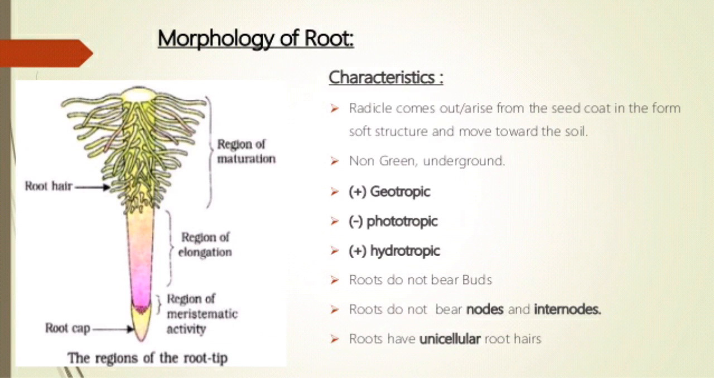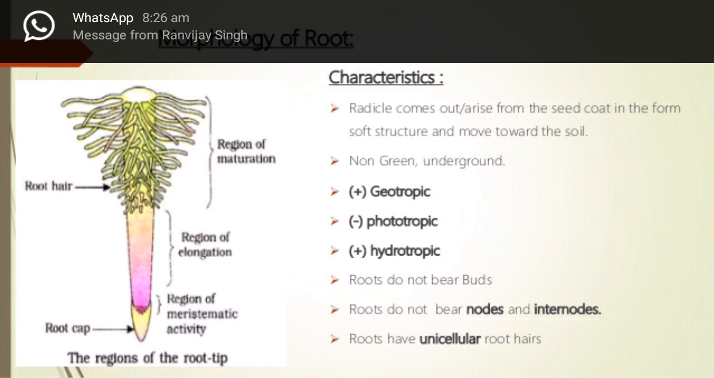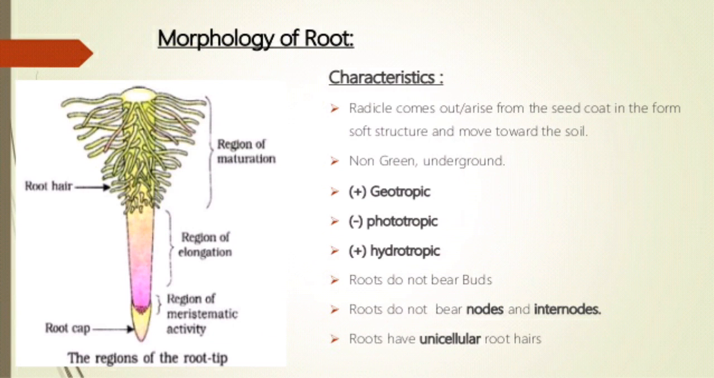It is non-green, underground. It is positively geotropic, means it develops or moves towards the soil. That's why it is known as positive geotropic. And negatively phototropic means the root grows away from the light. So it is negatively phototropic and positively hydrotropic because it loves water, so it moves towards the water. Roots do not bear buds, roots do not bear nodes and internodes. Roots have unicellular root hairs.